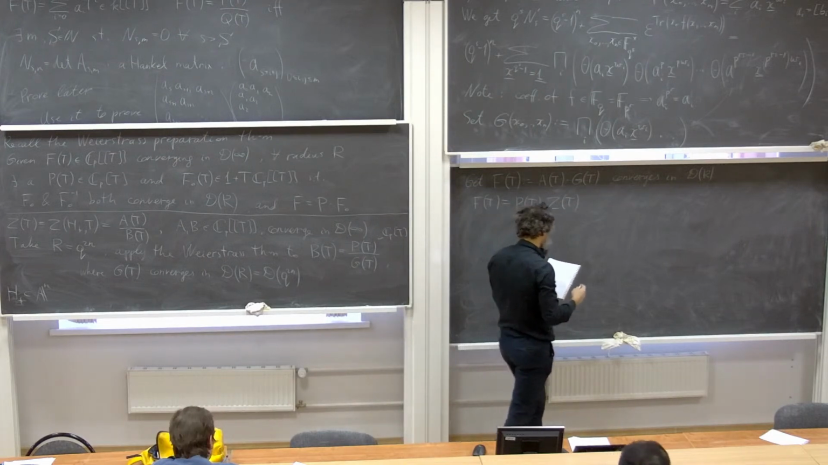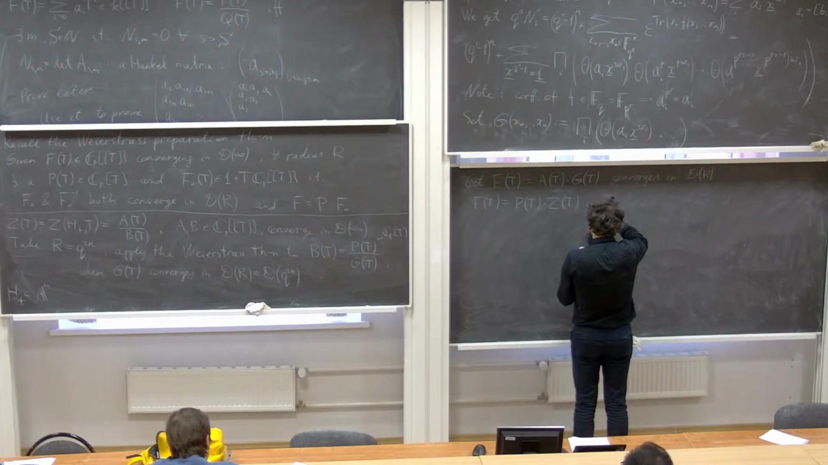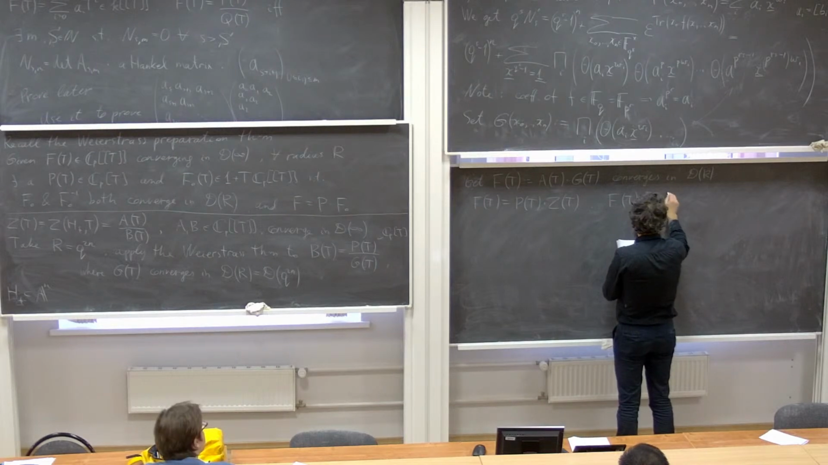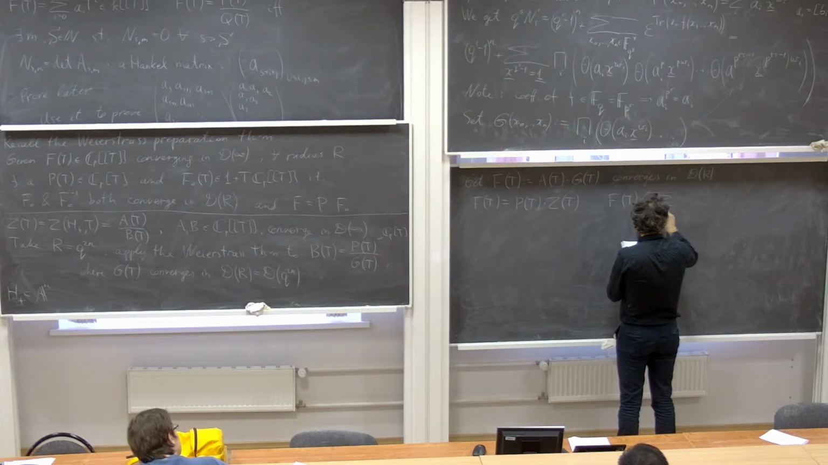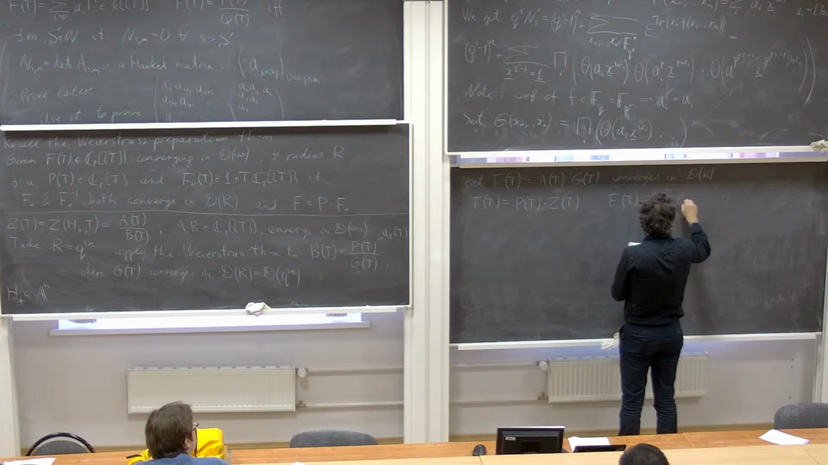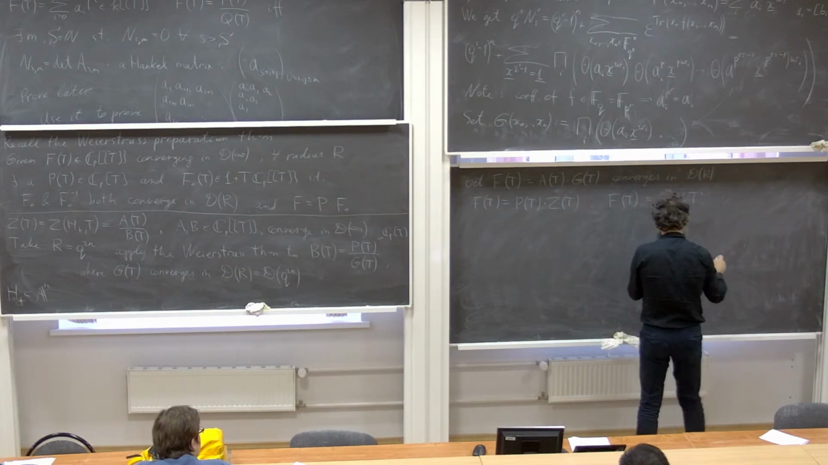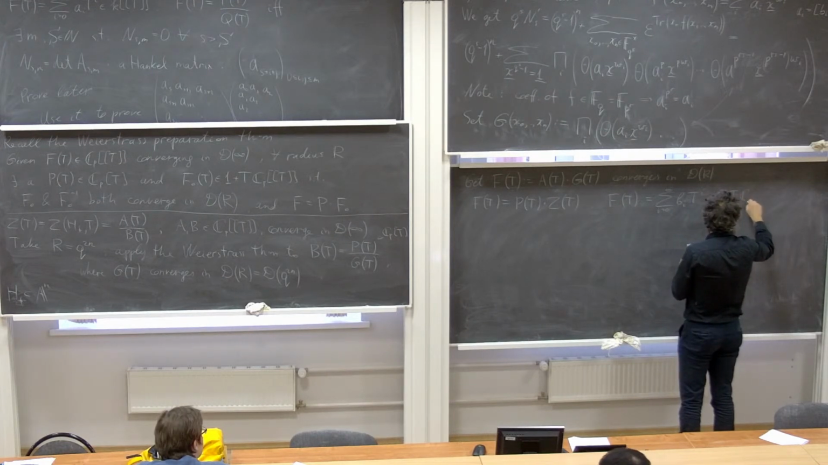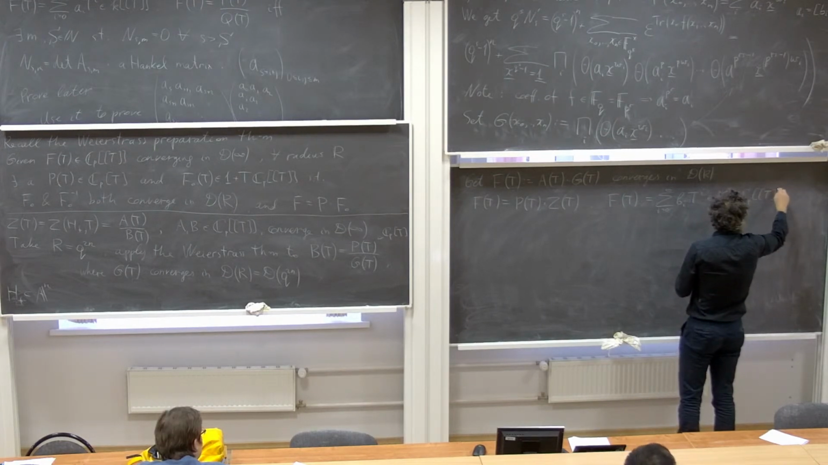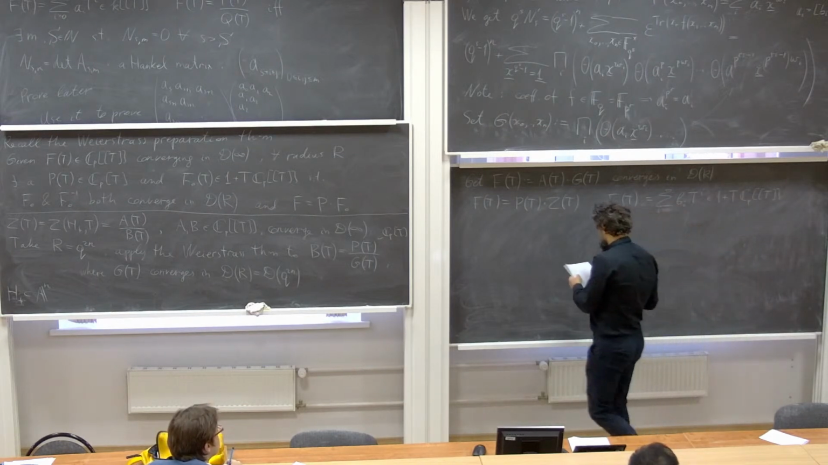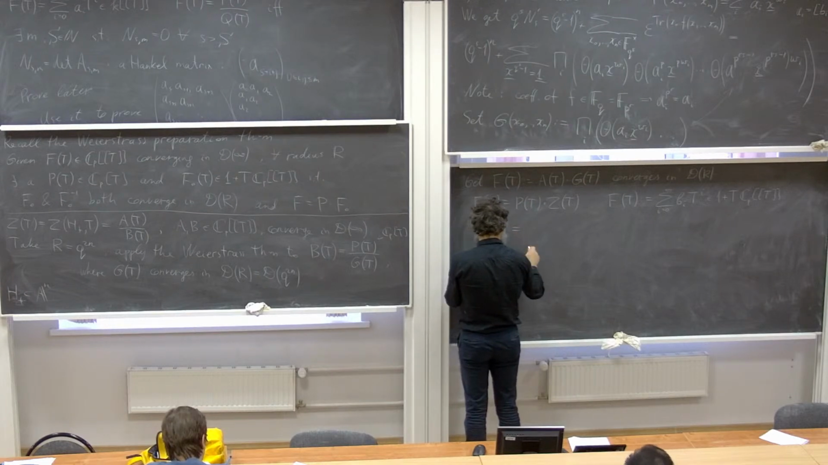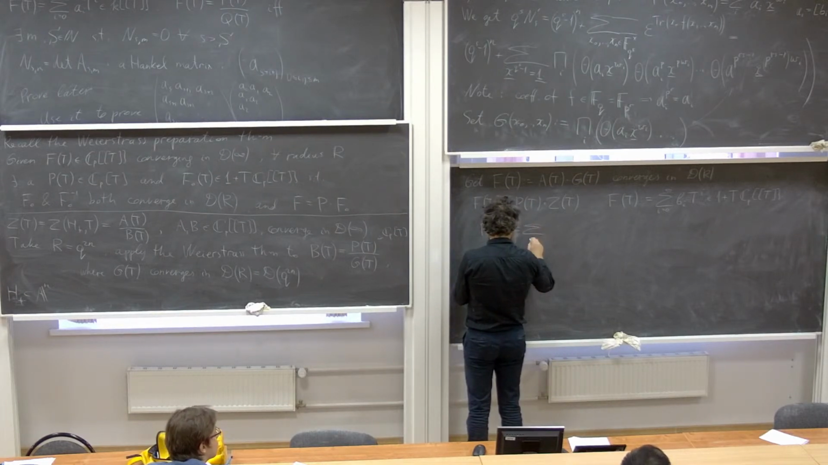So let's introduce their coefficients. F of t is the sum of b_i t to the i, and it starts with 1. Now, p of t is a polynomial of degree e.